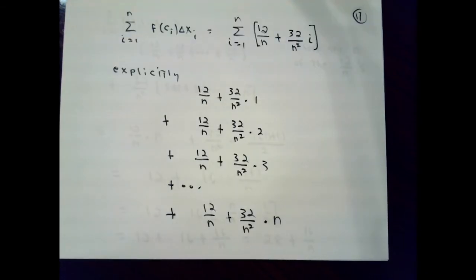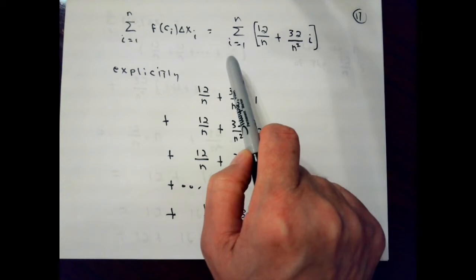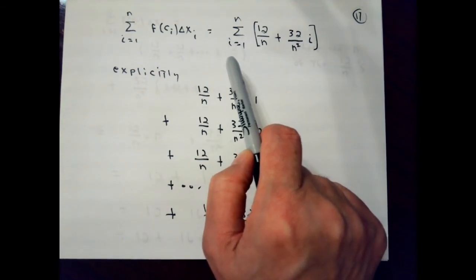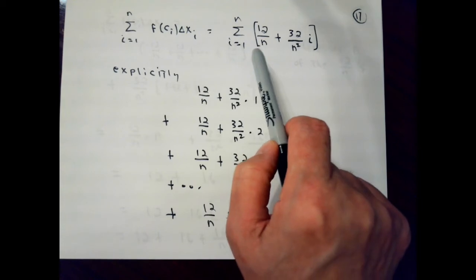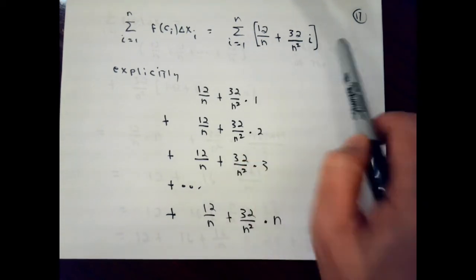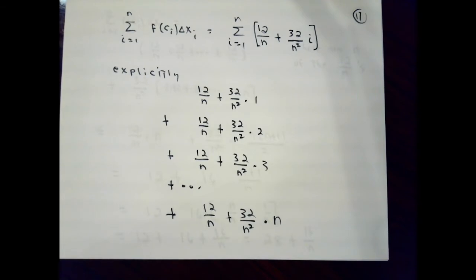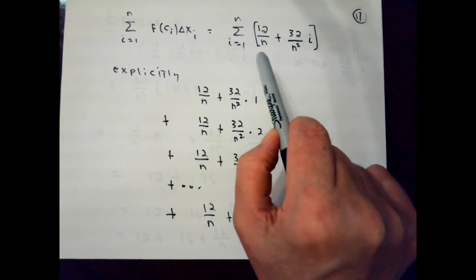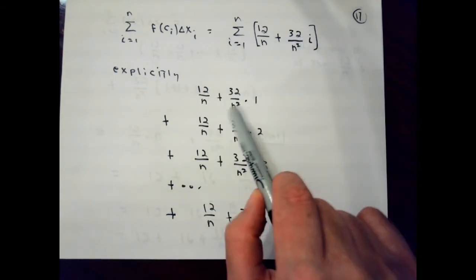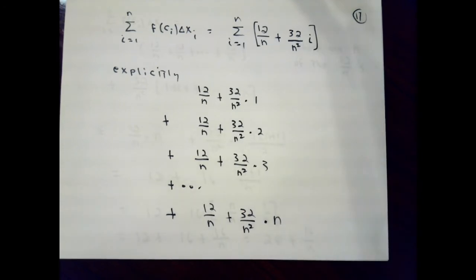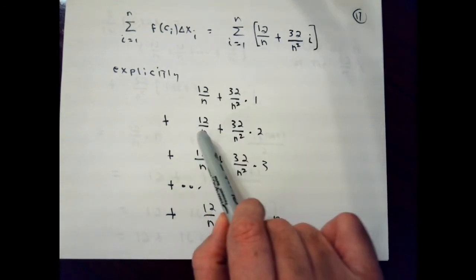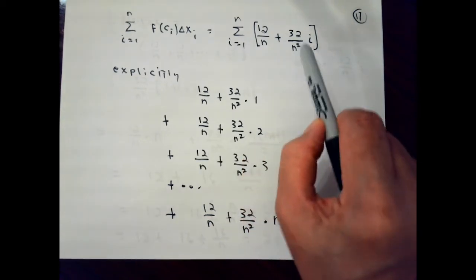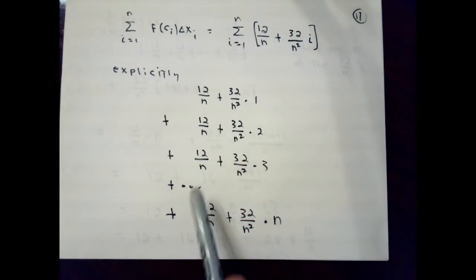There's often confusion about these summation symbols. What this means is I'm going to let I be the index from 1 to n, and for each one of those index values, I'm going to take the thing inside the bracket, put in the appropriate I number, and add them all up. So when I is 1, I'm going to have 12 over n plus 32 over n squared times 1. When I is 2, I'll have 12 over n plus 32 over n squared times 2. When I is 3, and so on and so forth.